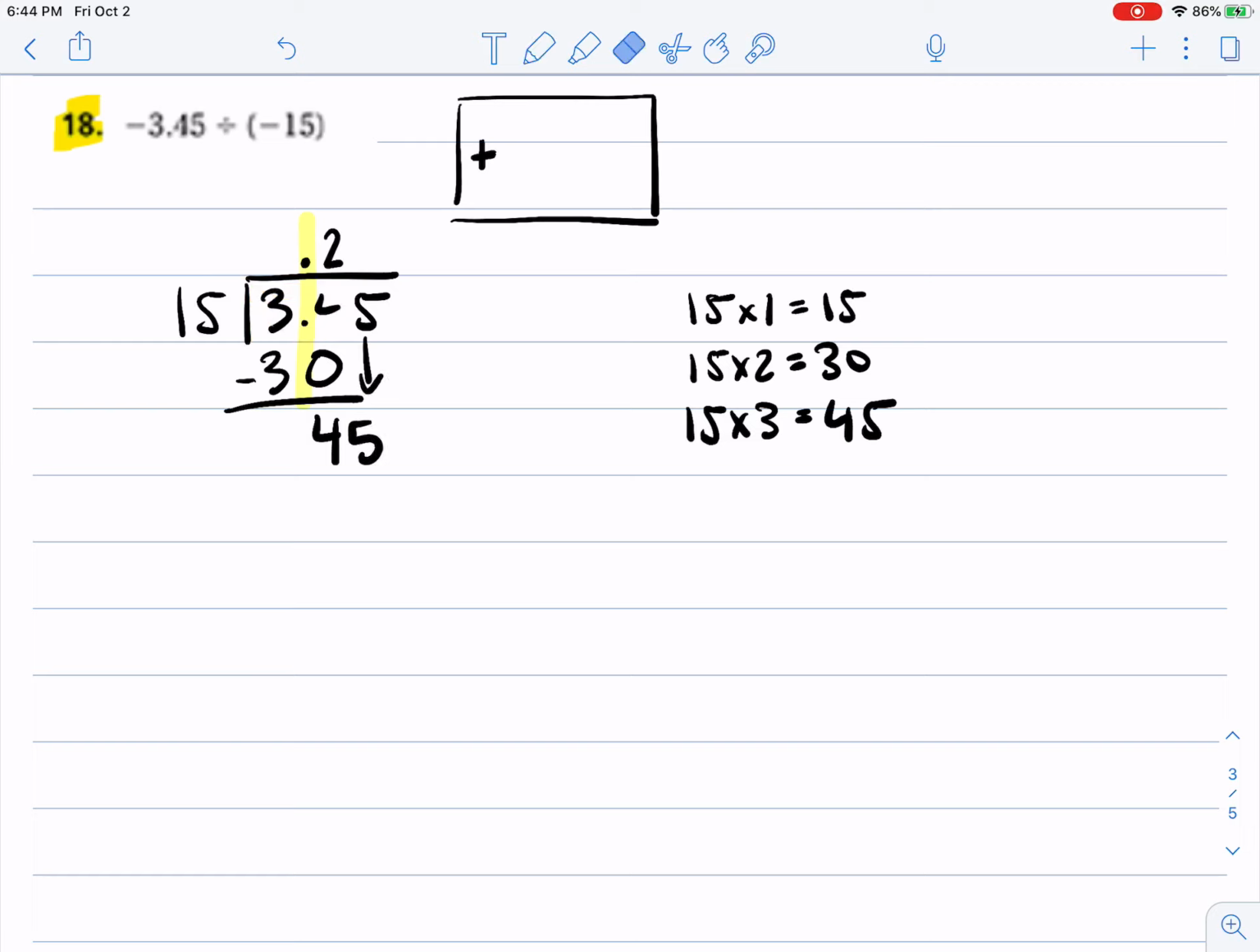And now the nice thing about doing that multiplication on the side is that I can very easily see that 45 is one of the numbers that I get when I multiply 15 by something. And 3 is the number that I'm gonna put up top. Subtract 45, and 0 tells me that I am done. So from here, I already know that my answer is positive, so I'm just gonna put this in my answer box. 0.23. And I can keep that plus sign there, I can delete it, whatever you want, but that is the answer.